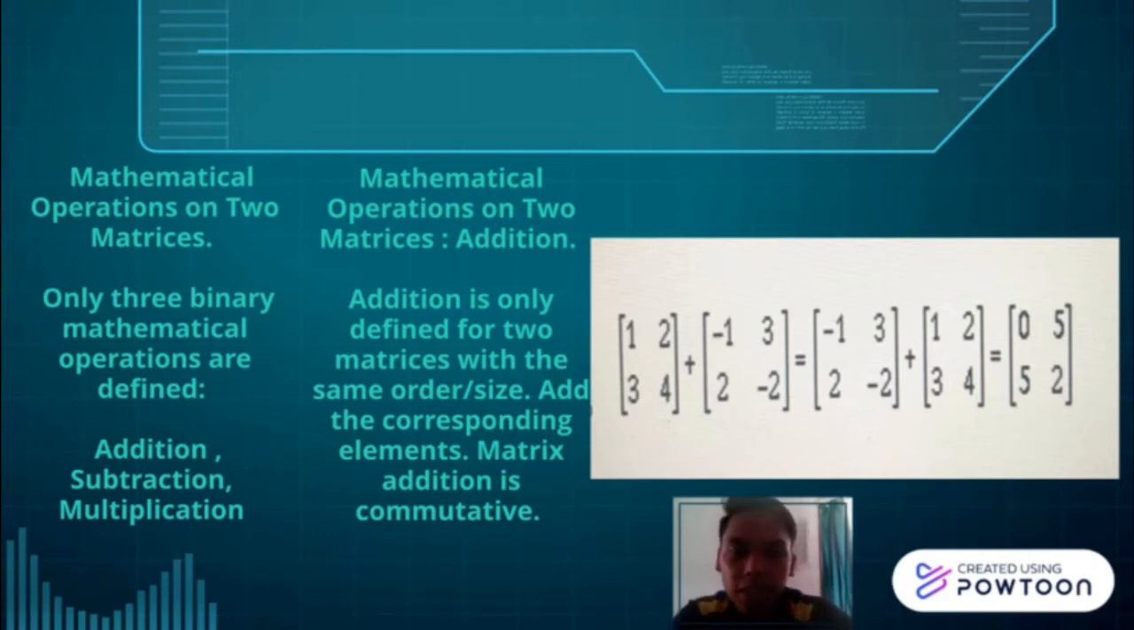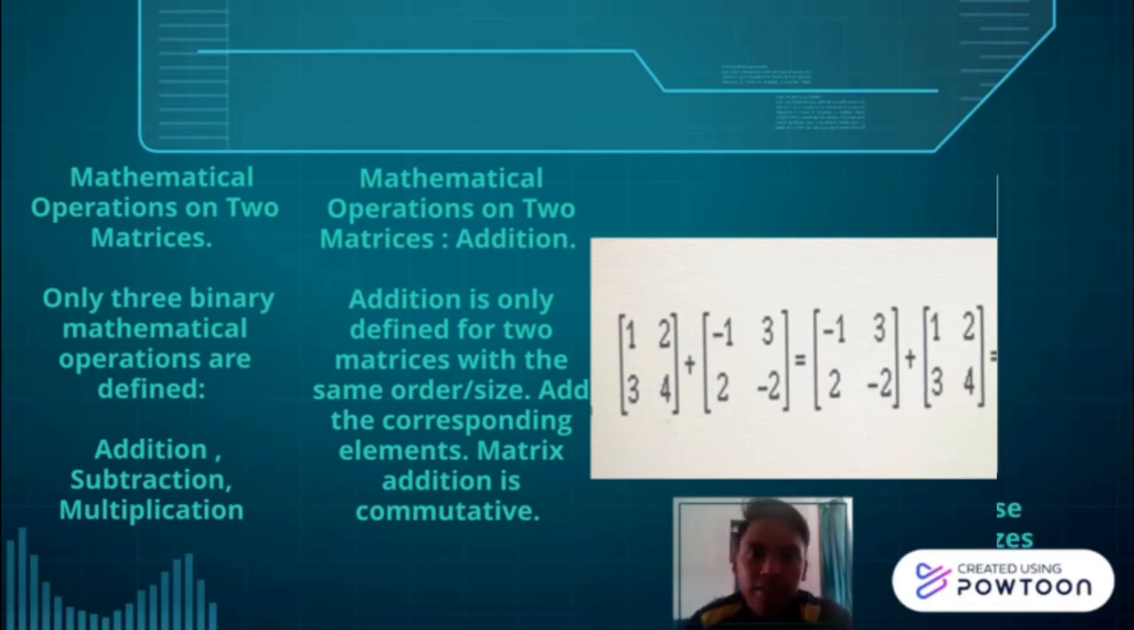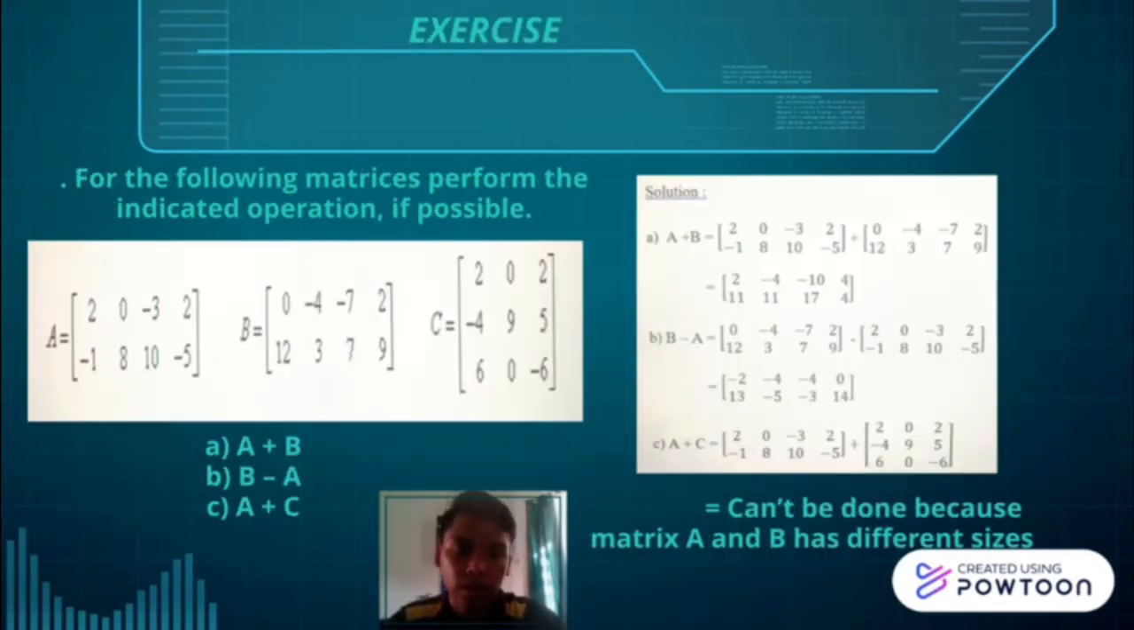So for the mathematical operation of addition on two matrices, first, the matrices must be the same order or same size. If the matrices are not the same size, they cannot be added. Okay, that's all the notes on matrices. Let's go for some exercises so that we can get an even better understanding of matrices.